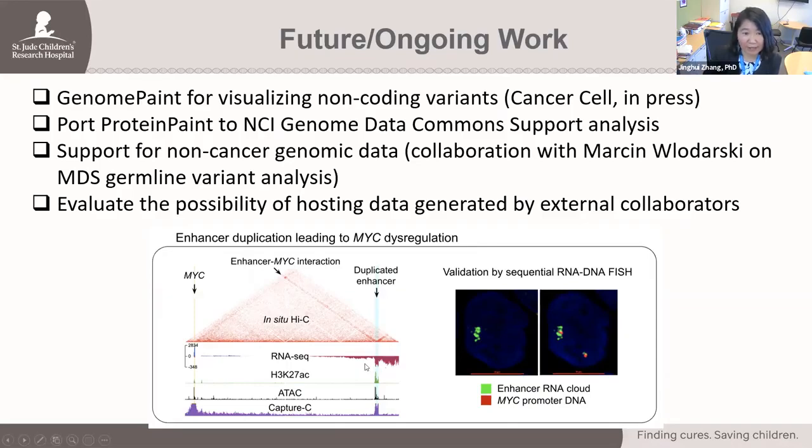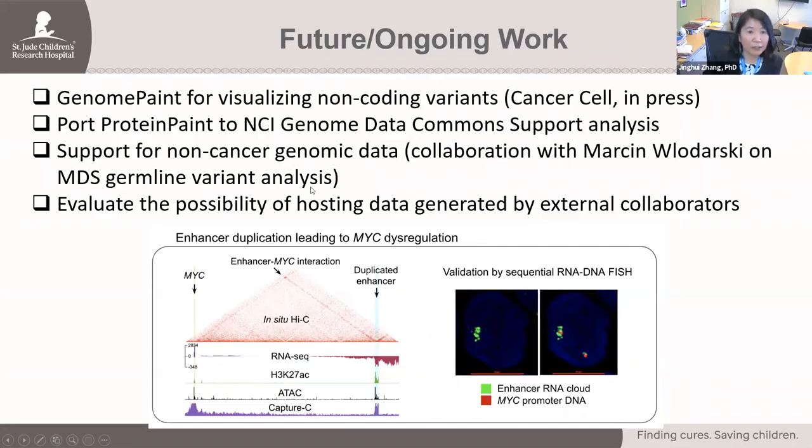Using this tool, we also discovered something that may unveil novel mechanisms that affect gene regulation in pediatric cancer. Working with Mark Valentine at St. Jude, he designed and performed a sequential RNA-DNA FISH experiment, showing that the RNA enhancer expression only occurs in the amplified allele. More importantly, the duplication actually leads to the formation of an RNA cloud, suggesting the enhancer RNA may change the chromatin structure that affects the 3D genome architecture on the c-MYC regulation.